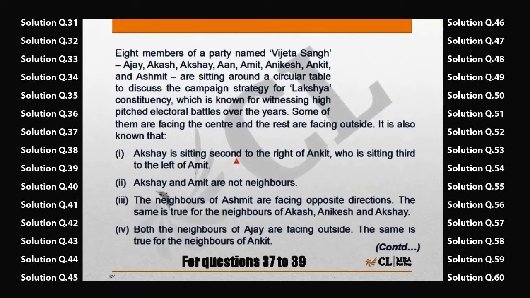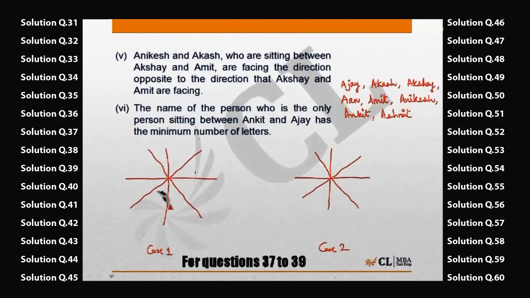So I want to look at the condition which gives us maximum data, so that at least we can fix at least 2 or 3 people. Now that is given by both 1 and 2 together. It says Akshay is sitting second to the right of Ankit, who is sitting third to the left of Amit, and Akshay and Amit are not neighbors. So we have Akshay and Amit data given here. These 2 put together would be very helpful. Let's start with this. Akshay is sitting second to the right of Ankit. So let me put Ankit here. Doesn't matter where you put. Now Akshay is sitting second to the right. So it can be either here or here, depending upon which direction Ankit is facing. So let's consider 2 cases.